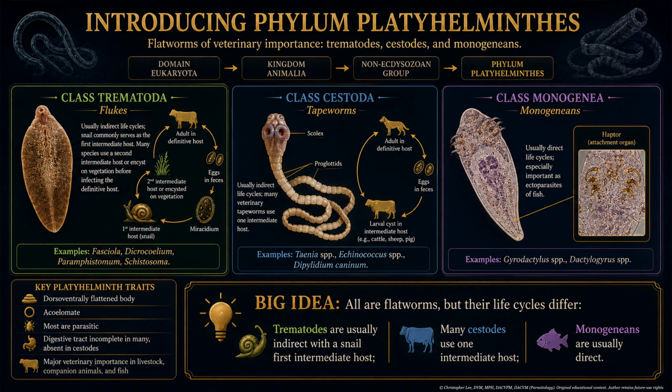Platyhelminths are flatworms. The three major classes we introduce here are Trematoda, Cestoda, and Monogenea. Trematodes are flukes. They usually have indirect life cycles, and a snail commonly serves as the first intermediate host. Cestodes are tapeworms. Many veterinary tapeworms use one intermediate host, although some have more or less complex patterns. Monogenians are usually direct life cycle parasites, particularly important in fish. All are flatworms, but their life cycles differ dramatically.